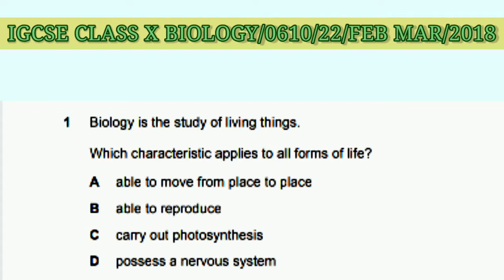D. Possess a nervous system. No, all of them do not possess a nervous system. So correct answer is B. Able to reproduce.